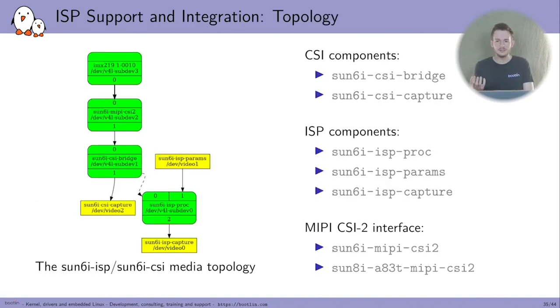So this is the media topology that we have for our driver. Here you can see we have a sensor, we have a MIPI CSI2 bridge, then we have the CSI bridge, which can have its own capture interface, or which can be connected to the ISP. The ISP gets a video node for the parameters, and it gets a video node for the capture, where the final pixels will be received.